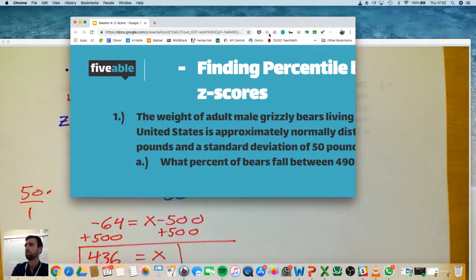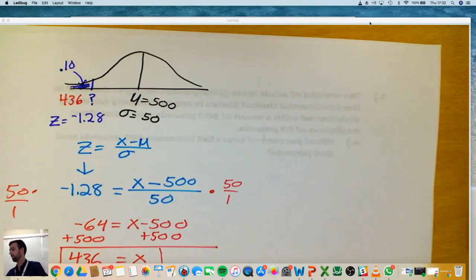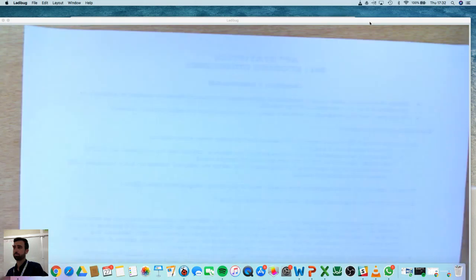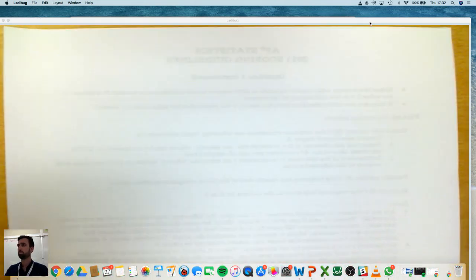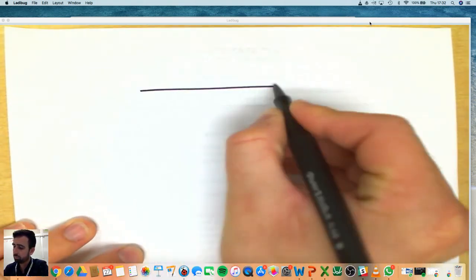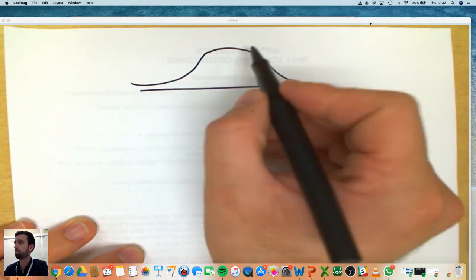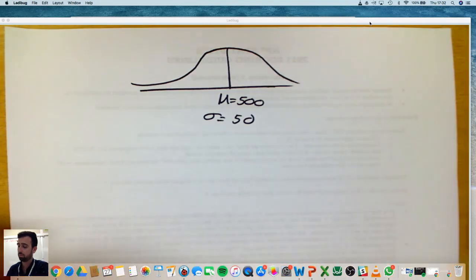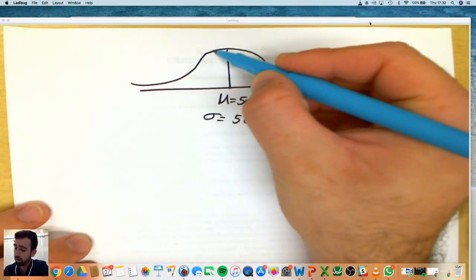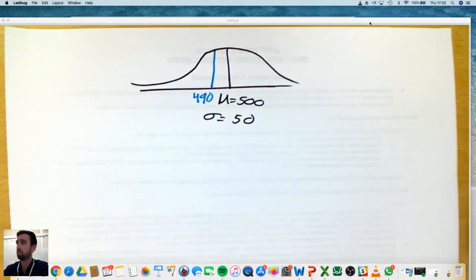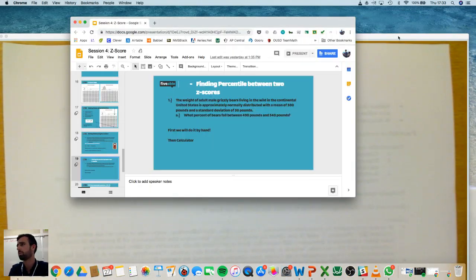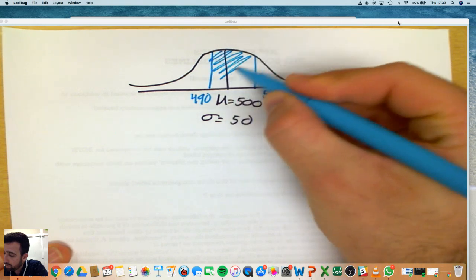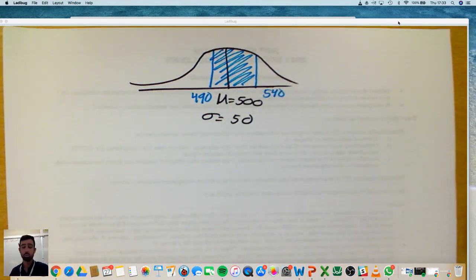Okay. So we want to know, once again, we're going to start with our normal distribution, with an average of 500, standard deviation of 50. We want to know what percentage of the data falls between 490 and, I think it was, 540. Let's just double check. Yep, 540. So we're trying to find this area right here. So we have to get the z-score.